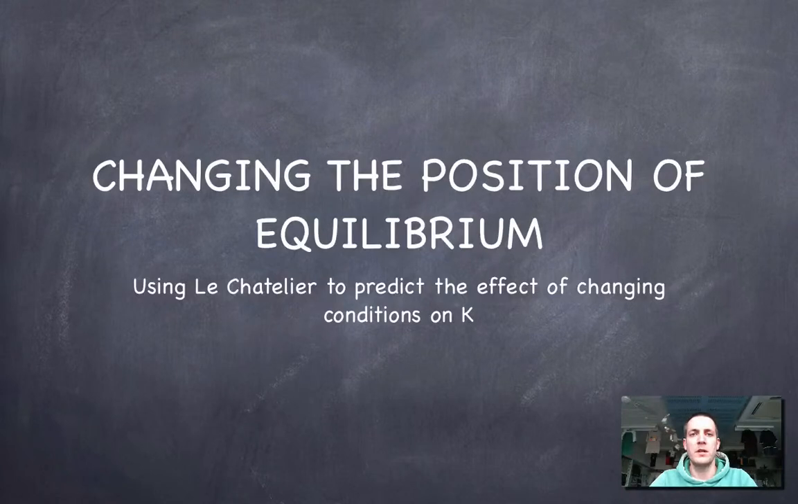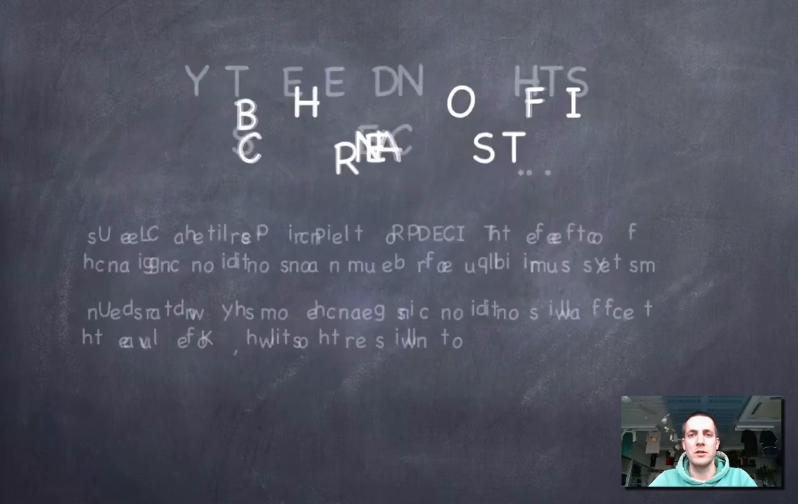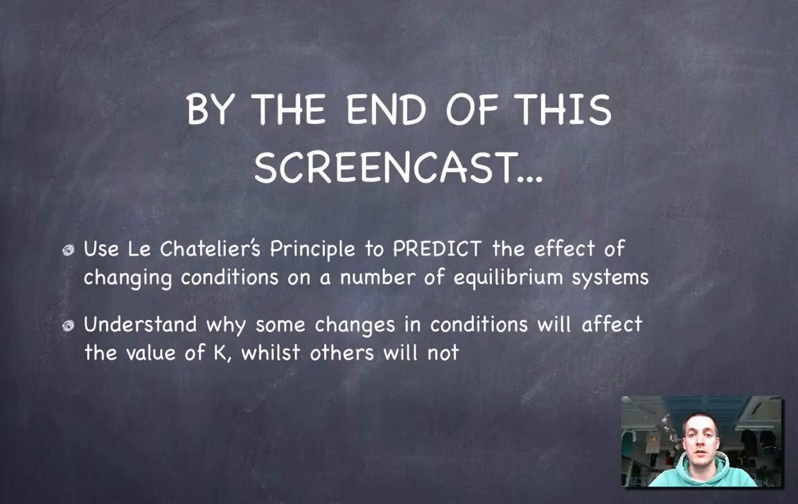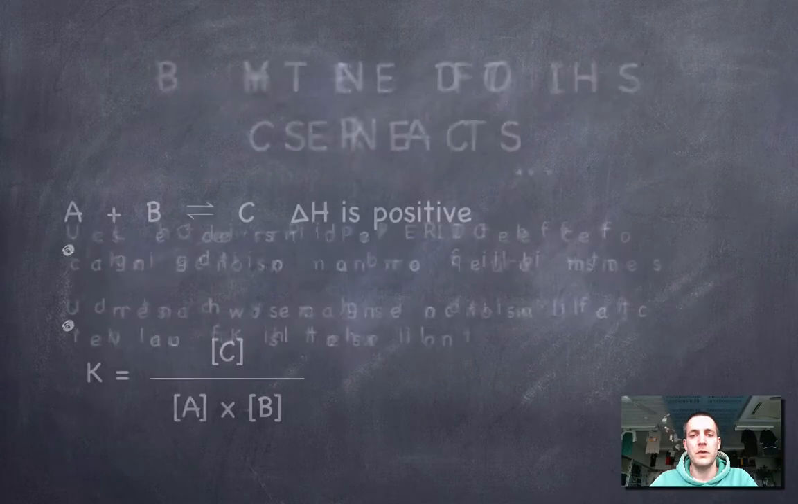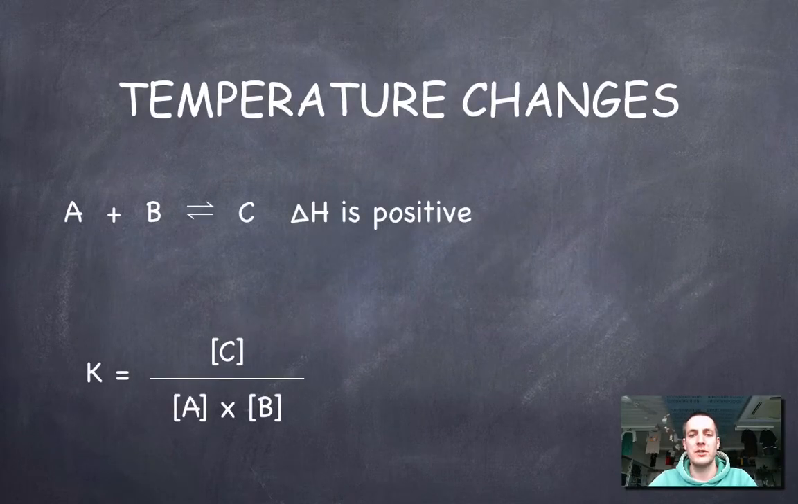Hello and welcome to the fourth in the series of 6 films about the standard level equilibrium topic. Here we're going to be looking at how changes in conditions might affect the value of an equilibrium constant, and we're going to use Le Chatelier's principle to do this. So hopefully you've seen the previous film about Le Chatelier's principle, you know what Le Chatelier's principle states. In this film, we're going to try and see why some changes in conditions will affect the value of K, whilst others will not. We're going to start off by looking at temperature changes.